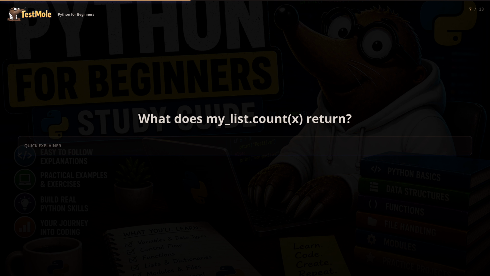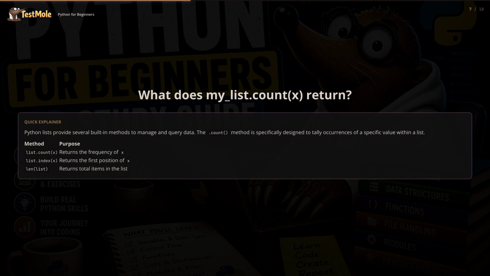What does my_list.count(x) return? Python lists provide several built-in methods to manage and query data. The .count method is specifically designed to tally occurrences of a specific value within a list. Method purpose: list.count(x) returns the frequency of x. list.index(x) returns the first position of x. len(list) returns the total items in the list.